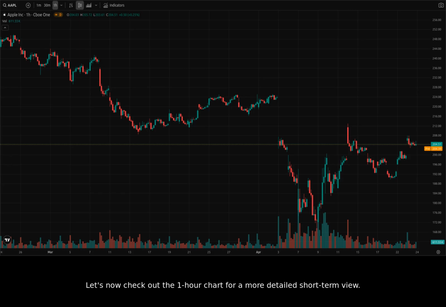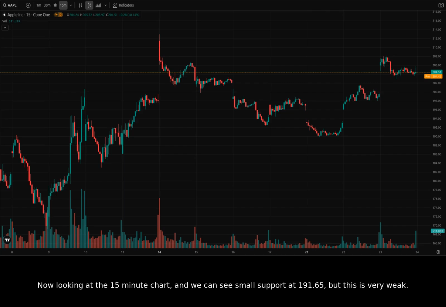Let's now check out the 1-hour chart for a more detailed short-term view. Looking at the 1-hour chart, there was a massive sell-off due to some news. On April 3rd, we see massive volatility due to that news. We need to see how the stock acts in the coming days to see if it can reverse back up.